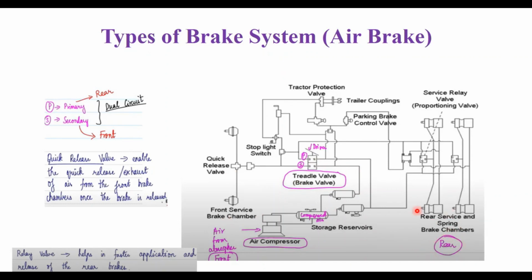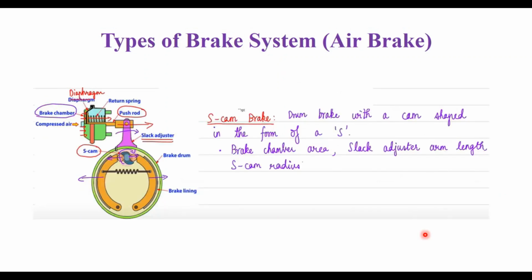You have the brake chambers, you have the relay valves. See, you also have a drum brake in the rear and disc brake in the front. So here the drum brake is having the camshaft, the S-cam. This is how it looks. S-cam, and you also have the slack adjuster in this case.